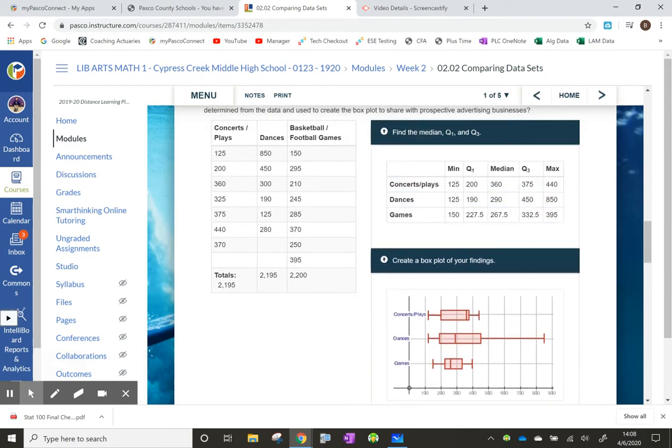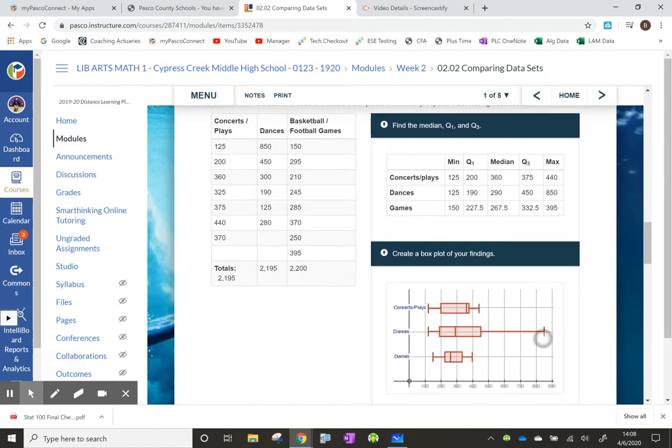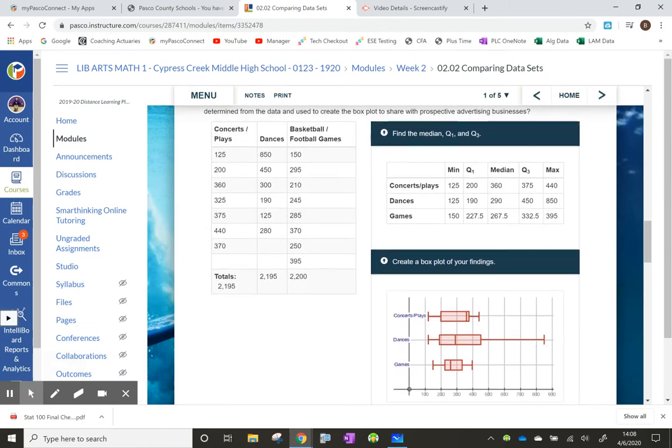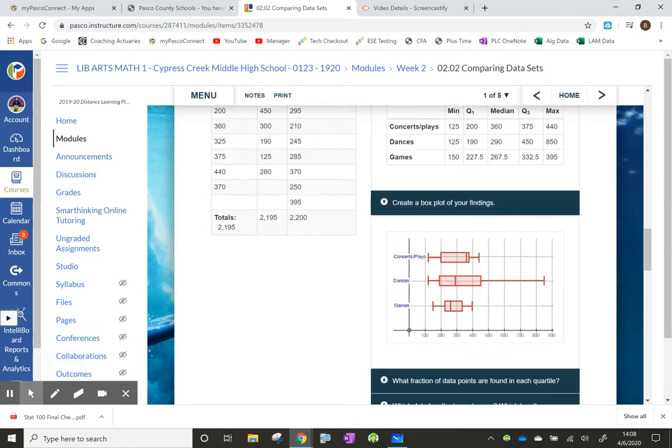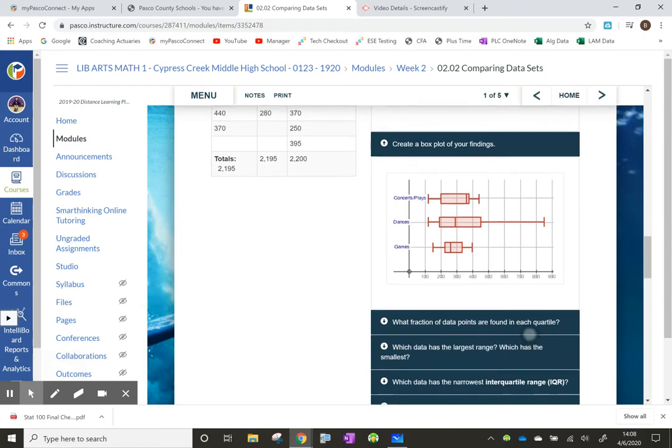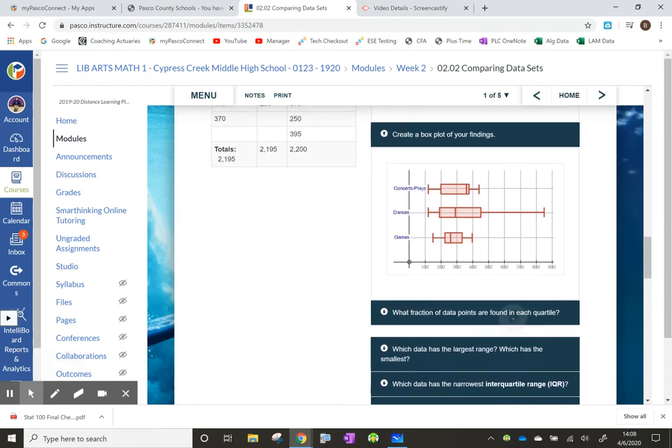You can see for constants in place, they got 125 as their minimum, 200 as their quartile 1, median was 360, 375 as their third quartile, and max was 440. All the same numbers that we got. I'm not going to do the same thing 3 times. So dances and basketball, football games, I'm going to let you try to work them out and check your answers. Make the box plots as well.